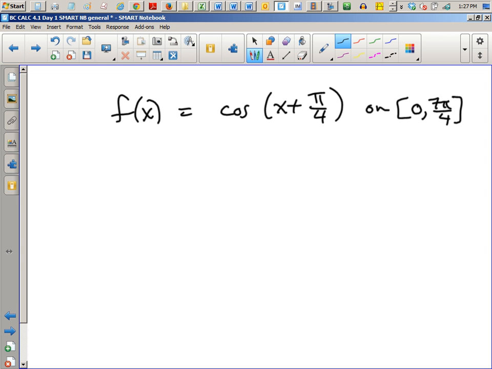We said that the candidates for the king of the hill, the highest point of all, is either an endpoint, or it's where the derivative is 0, or it is where the derivative is not defined. So let's run through the 3 possible cases. Let's check endpoints first. You know why I check endpoints first? It's because I often forget to do it. So I do them first. Let's find f of 0. Let's find f of 7 pi over 4.